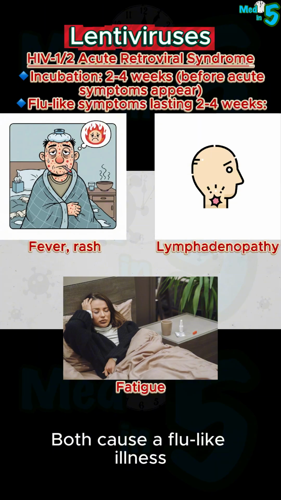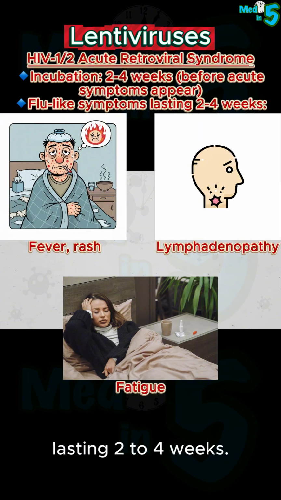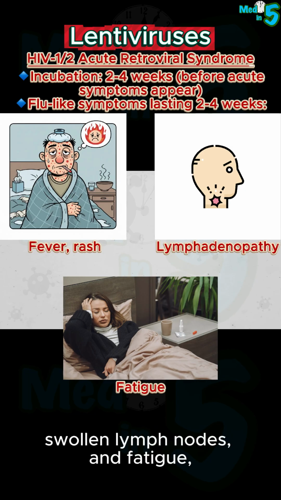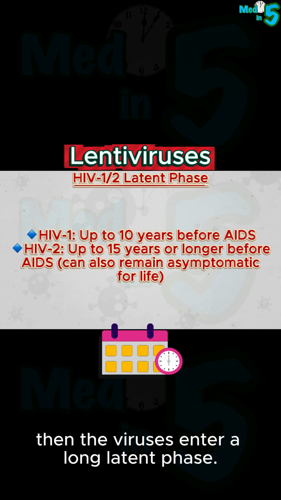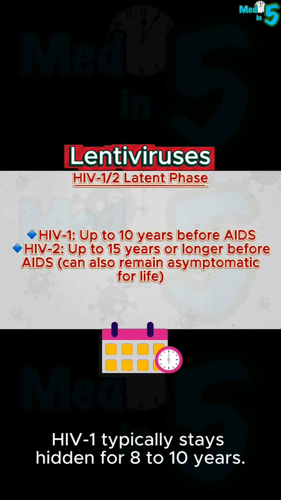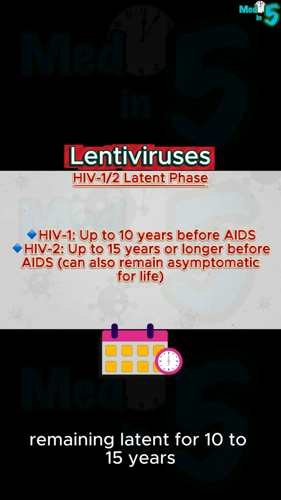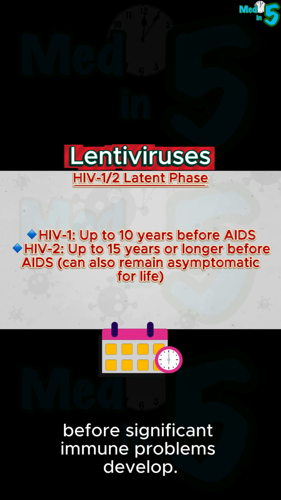Both cause a flu-like illness lasting 2 to 4 weeks. Symptoms include fever, rash, swollen lymph nodes, and fatigue. Then the viruses enter a long latent phase. HIV 1 typically stays hidden for 8 to 10 years. HIV 2 progresses more slowly, remaining latent for 10 to 15 years before significant immune problems develop.